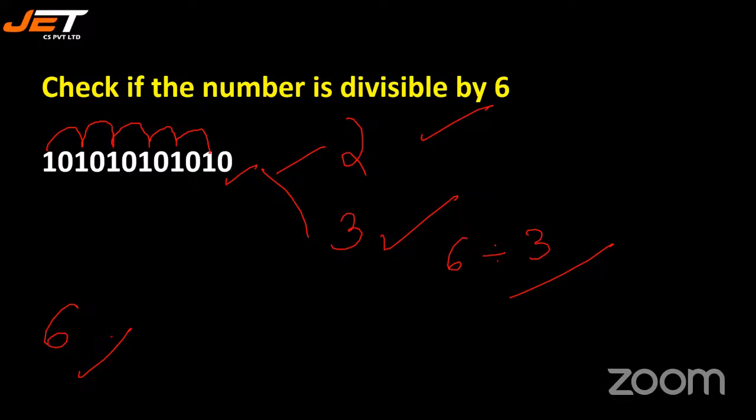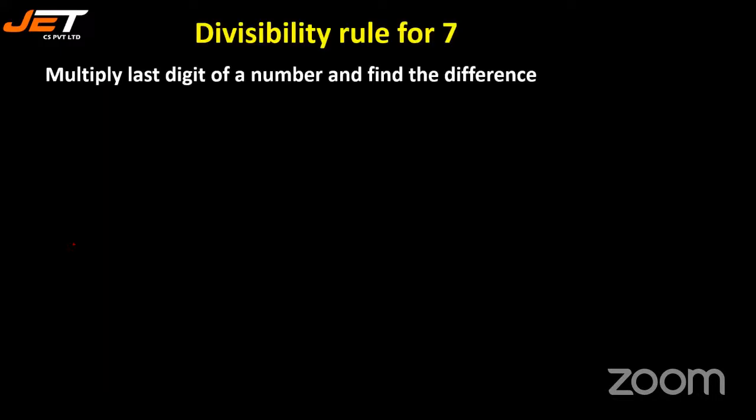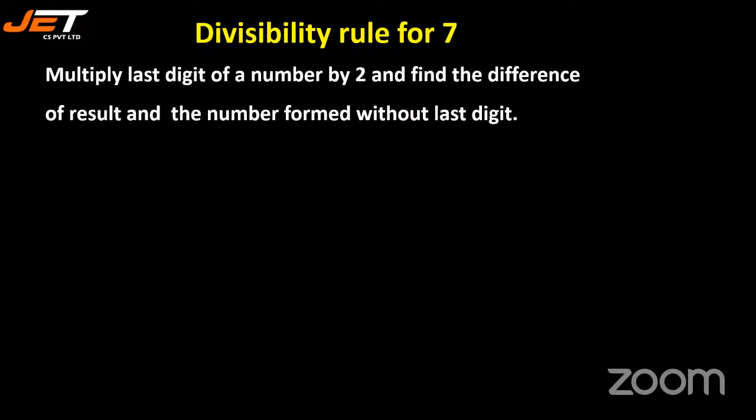Now, children, we are going to do the divisibility rule of 7. Now, what does the divisibility rule of 7 say? The divisibility rule of 7 says that you have to multiply the last digit of a number by 2 and find the difference of the result and the number formed without the last digit.